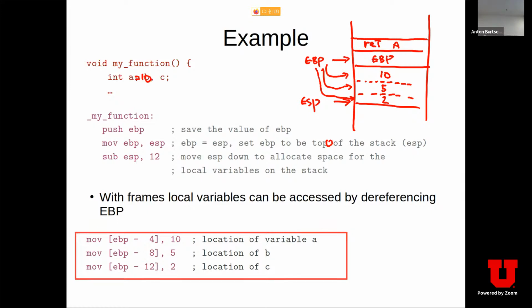I'm just curious, is there a way in assembly to use variable names for those instead of just using EBP minus 4, for example? Most assembly languages support some kind of a macro language. You can define a macro, say EBP minus 4, which will probably resolve to this, but I'm not an expert. Most likely you can. Any other questions?